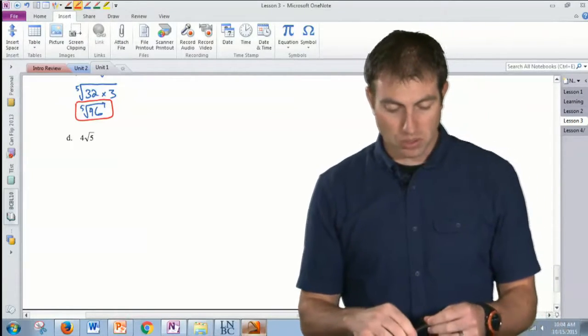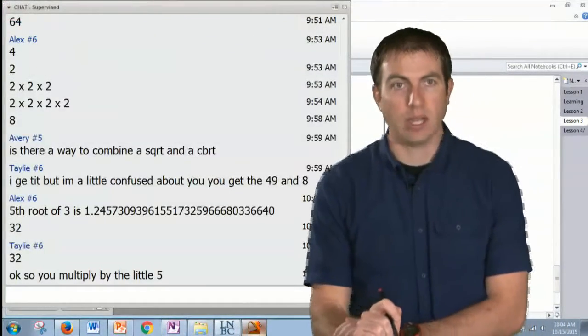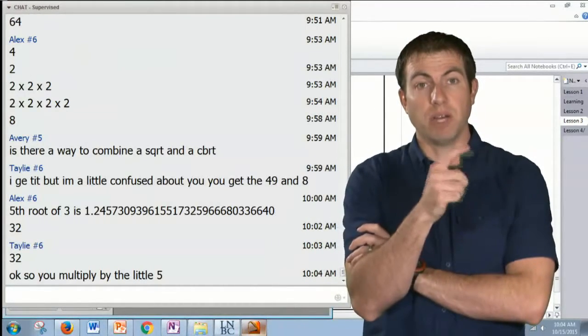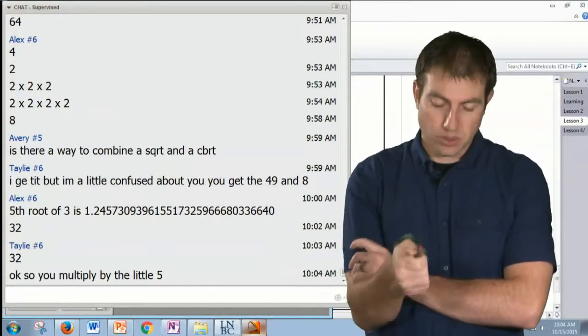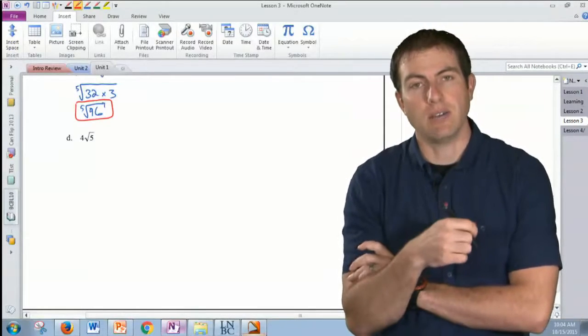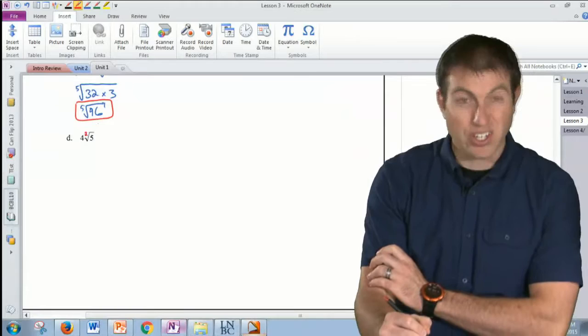Taylor asks, so you multiply by the little 5? I guess if you want to think about it that way, that would work actually. You can multiply the thing in front by whatever's in front of the radical sign. The only thing you're going to run into is, with something like the square root of 5, we don't actually write a little 2 in front, but there is a 2 in front.